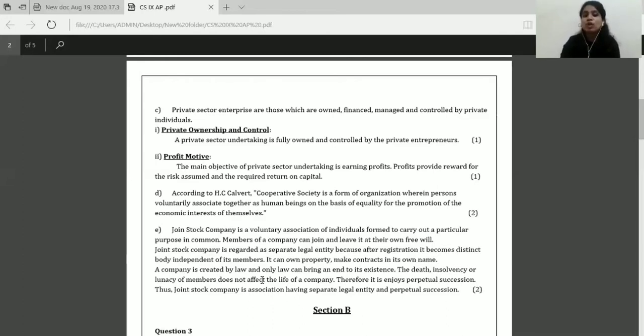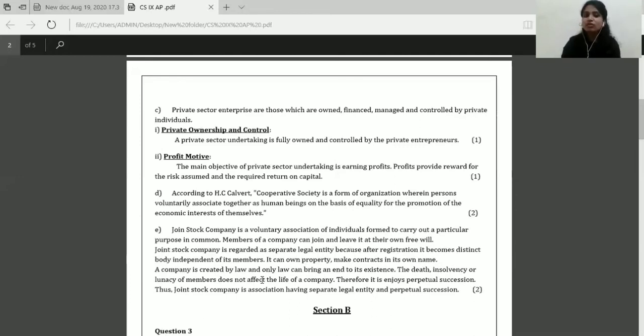A joint stock company is a voluntary association of individuals formed to carry out a particular purpose in common. Members of a company can join and leave it at their own will. Those two sentences were for the first part, why it is regarded as an association. Now moving on to the second term, that is separate legal entity. A joint stock company is regarded as a separate legal entity because after registration it becomes a distinct body independent of its members. It can own property and make contracts in its own name.